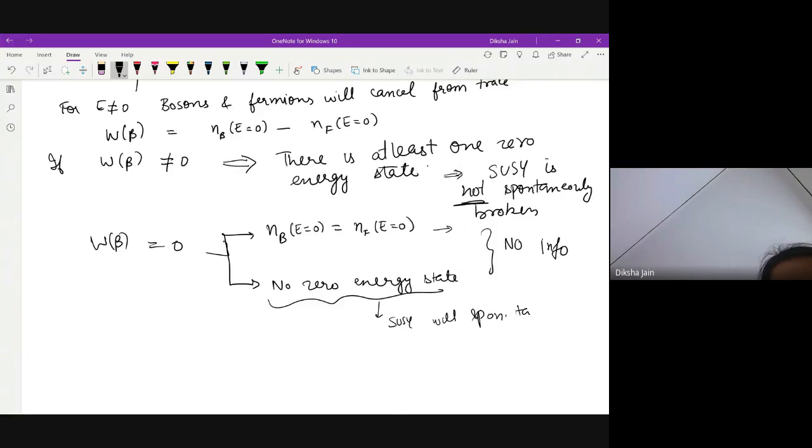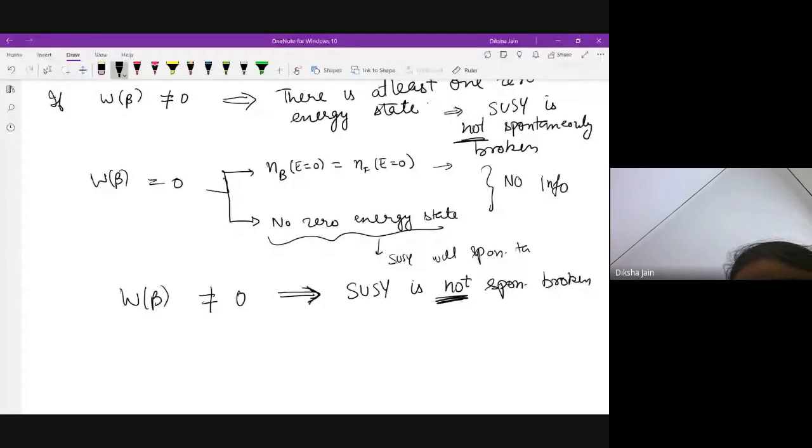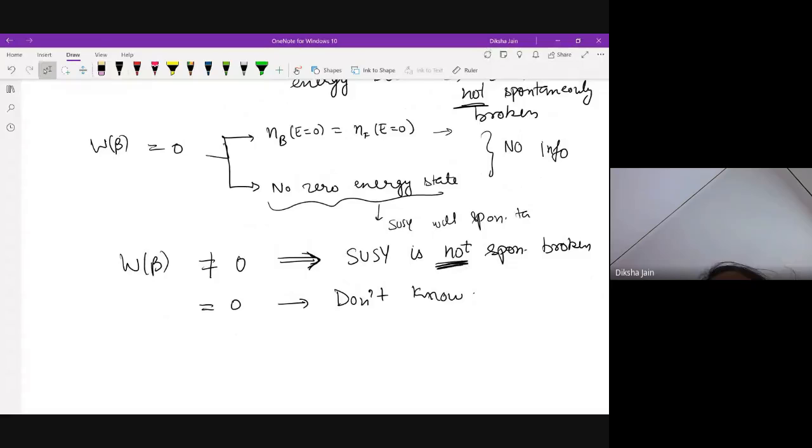What I concluded is that if the Witten index is not equal to zero, this definitely implies that supersymmetry is not spontaneously broken. But if it is equal to zero, then you don't know. So this is a quantity that you can compute. Now, if you want your theory to break supersymmetry spontaneously, then you demand that the Witten index should be zero.